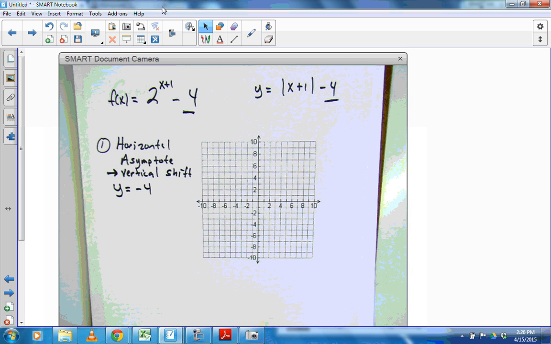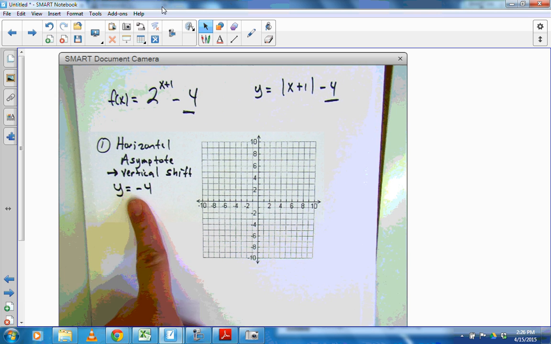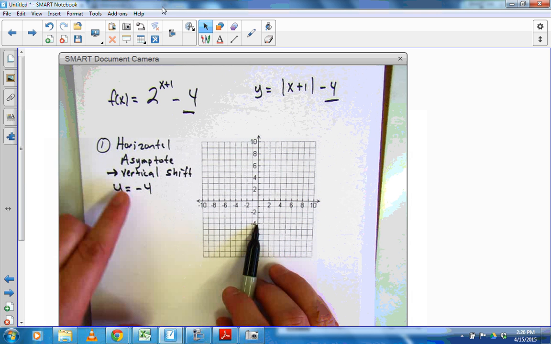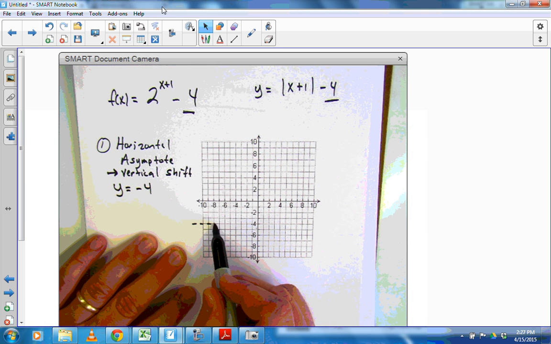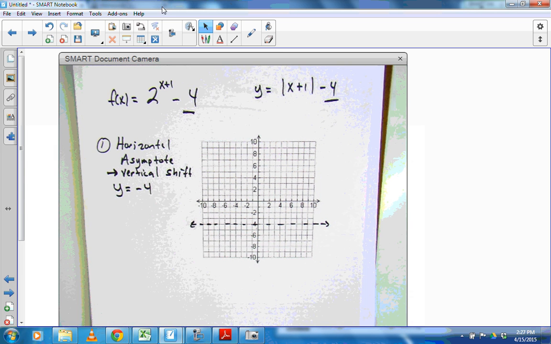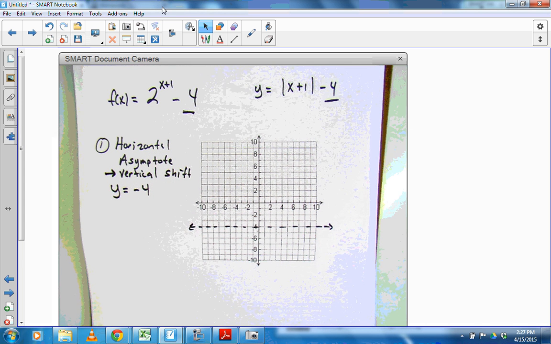Okay? This is going to be that line that the curve is going to get closer and closer to but not touch. Okay, now let's graph it and get it out of the way. So we're going to go to y equals -4. And it's a horizontal line, so it'll be a horizontal line through -4, and my curve in just a minute is going to get closer and closer and closer, but not touch that line. Okay, so there's the first thing.